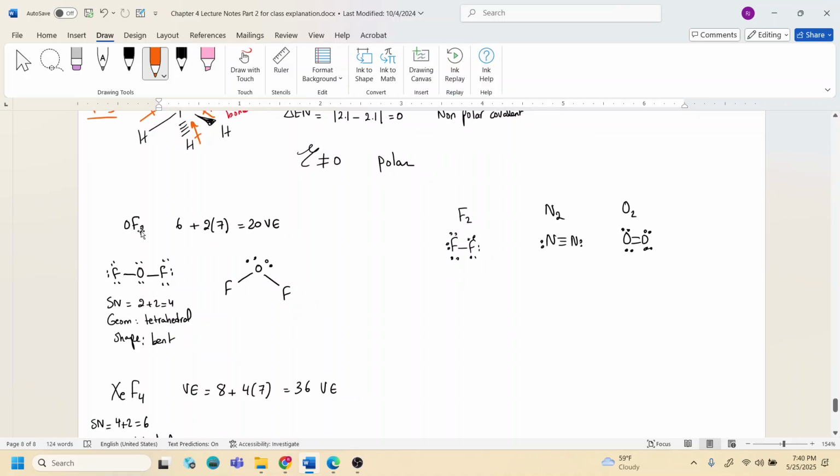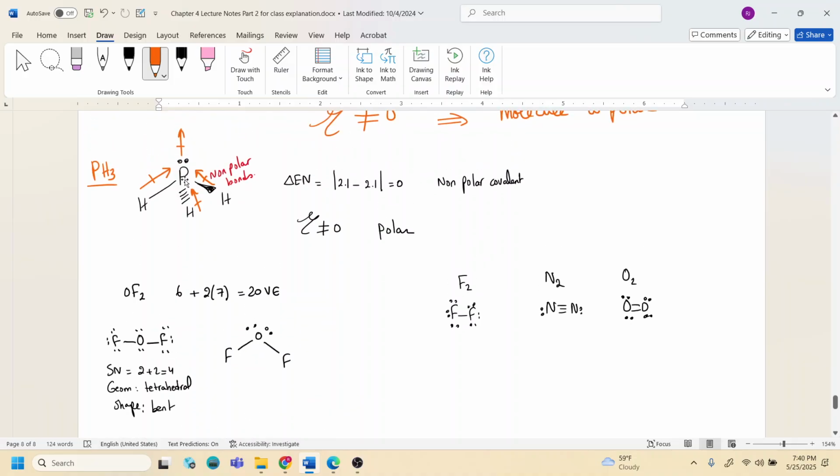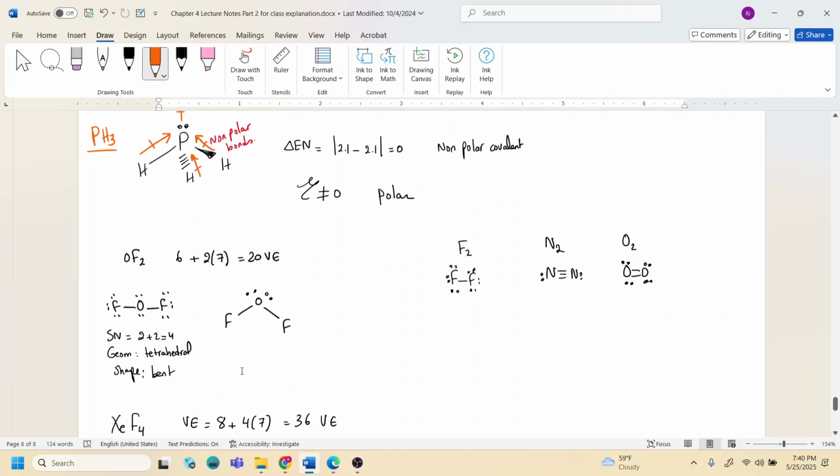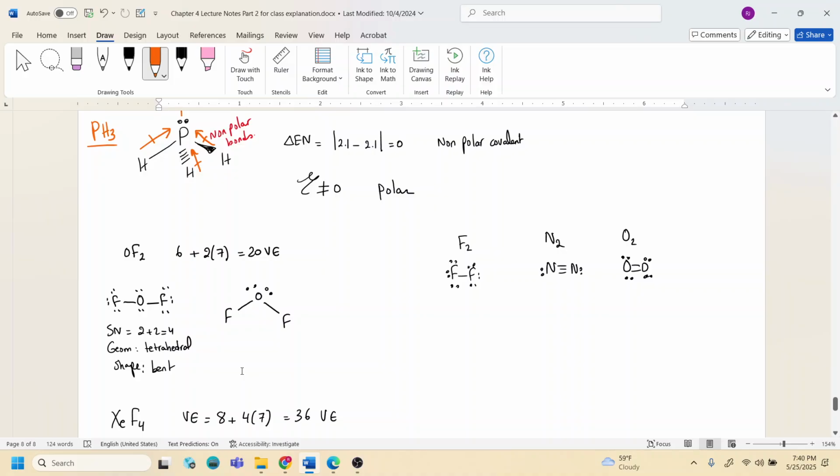Okay. More examples, OF2 in there. So you just go ahead and you determine the shape. The shape is bent. Guys, as you can see, you cannot determine the polarity if you don't have the shape. So make sure that you have the shape and then determine the polarity of the structure. So for oxygen and fluorine, fluorine is more electronegative. So see, the pull of electrons is towards the fluorine.